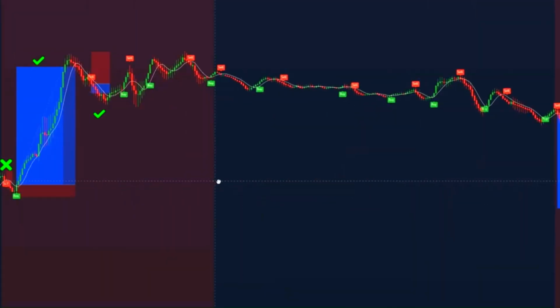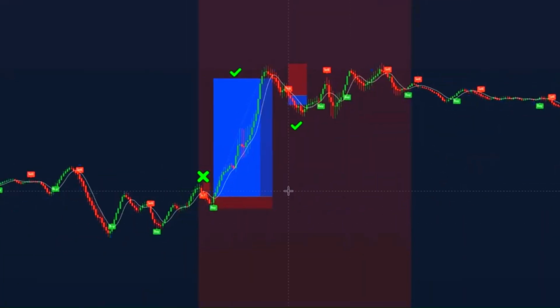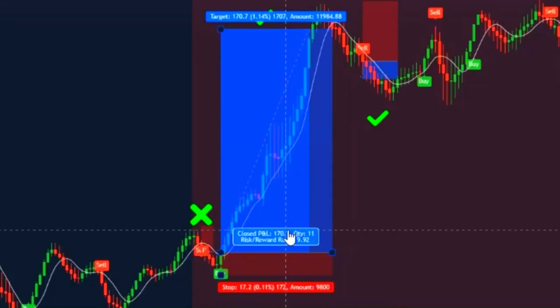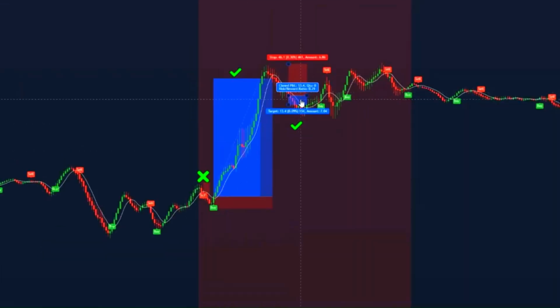Just going to the day before on the 16th, we had 1 stop loss, and then our second trade was for 9.92 risk to reward ratio, almost a 10 risk to reward, which is absolute bananas. And then we had a very small take profit of 0.29.